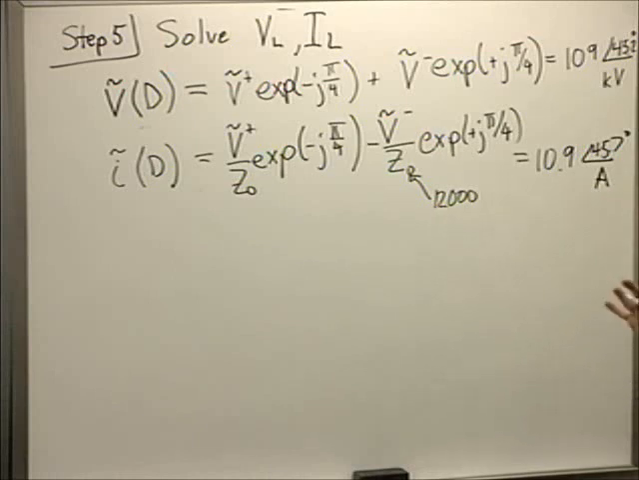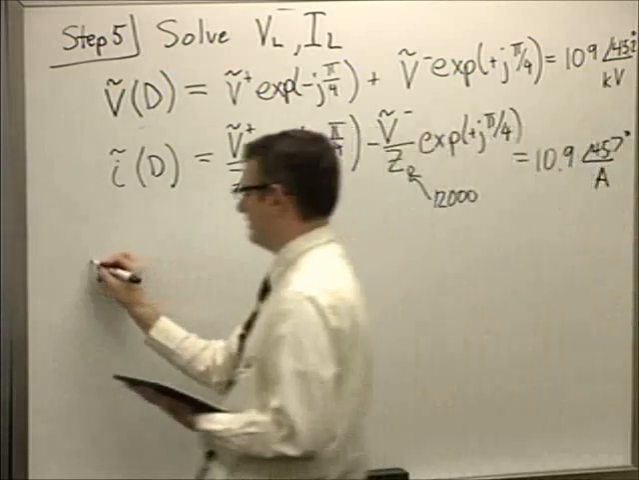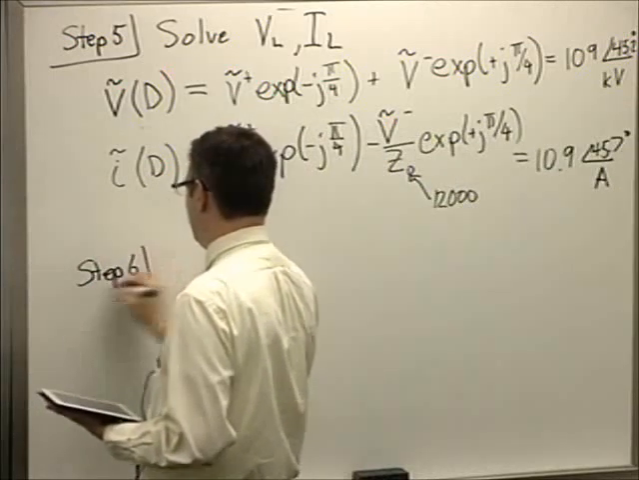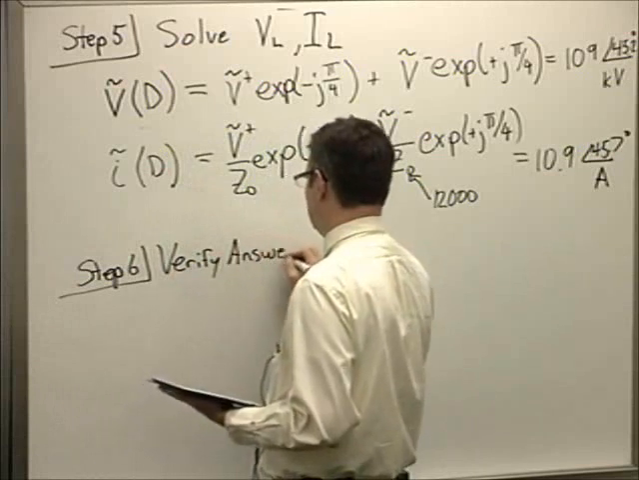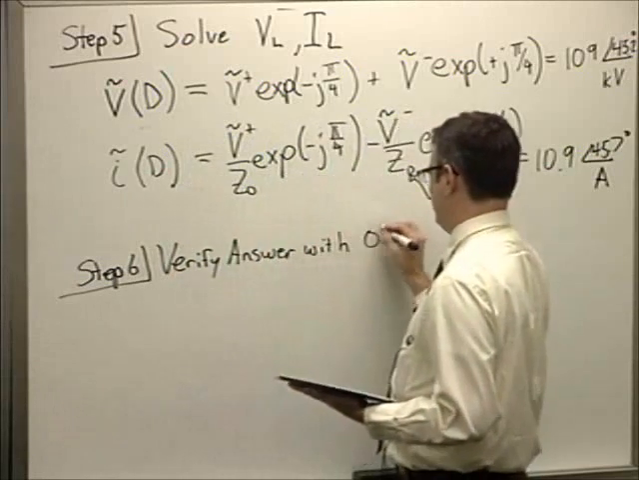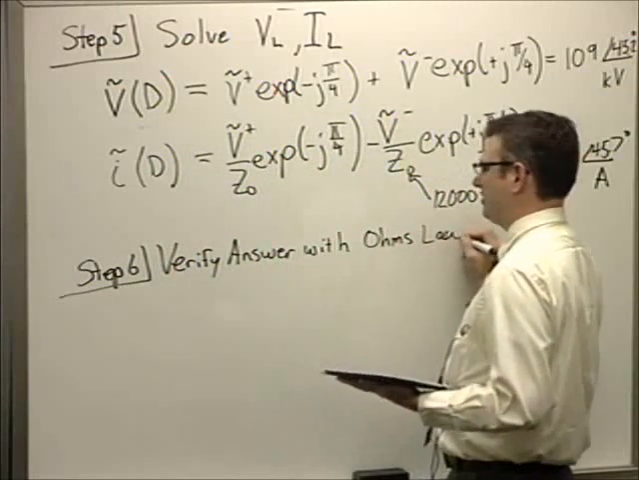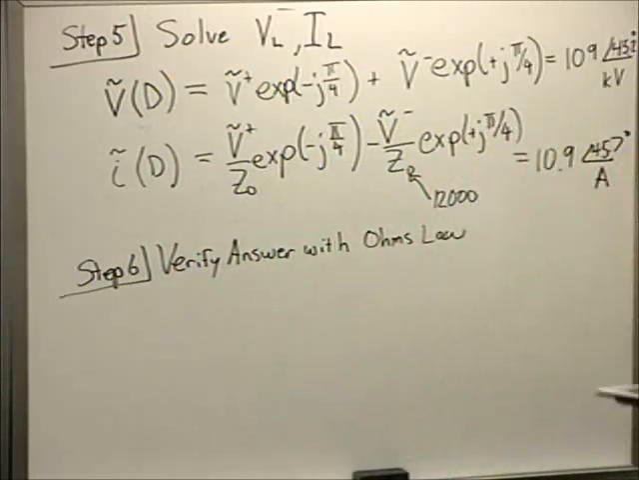And as a sanity check, this is step 6. Verify answer with Ohm's law. This is how you close the loop in your logic. Always an important thing to do. We got this much voltage at the output, this much current as the input. If we set up and do this procedure this way, we can check ourselves. When we get back to the load side, the ratio of our load voltage to our load current should be Z sub L. In this case, Z sub L was a real 10 kiloohms.